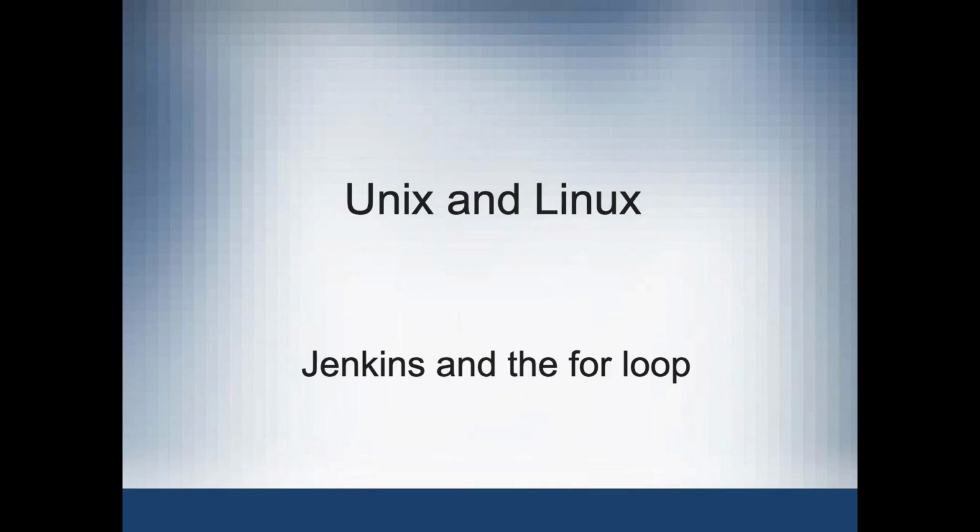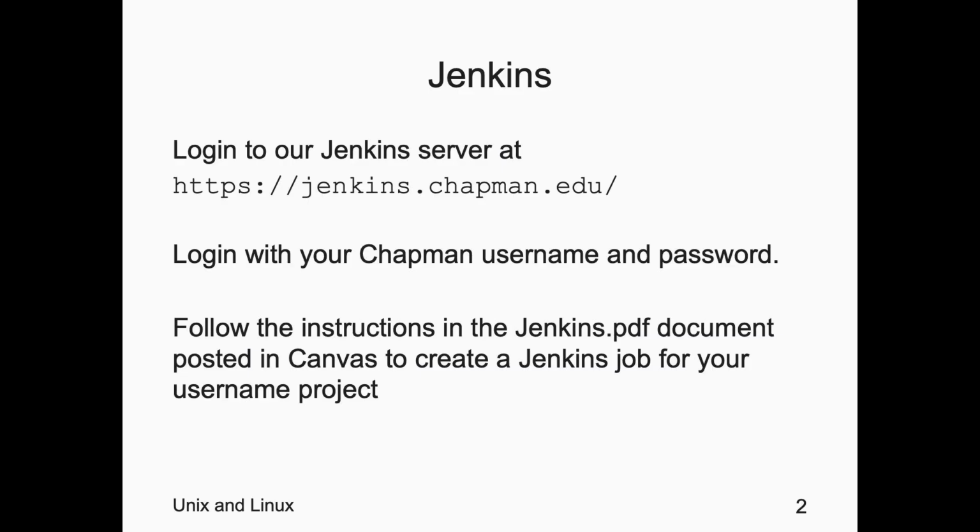Today we are going to cover two main topics. Firstly is getting started with Jenkins, and secondly is learning how to use for loops in bash scripting. First, let's look at Jenkins. There is a video on Canvas that goes over how to make a Jenkins job in depth. And so what I'd like you to do is watch that video and then go to the Jenkins server and follow along with those instructions. There's also a PDF on Canvas that has those instructions laid out.